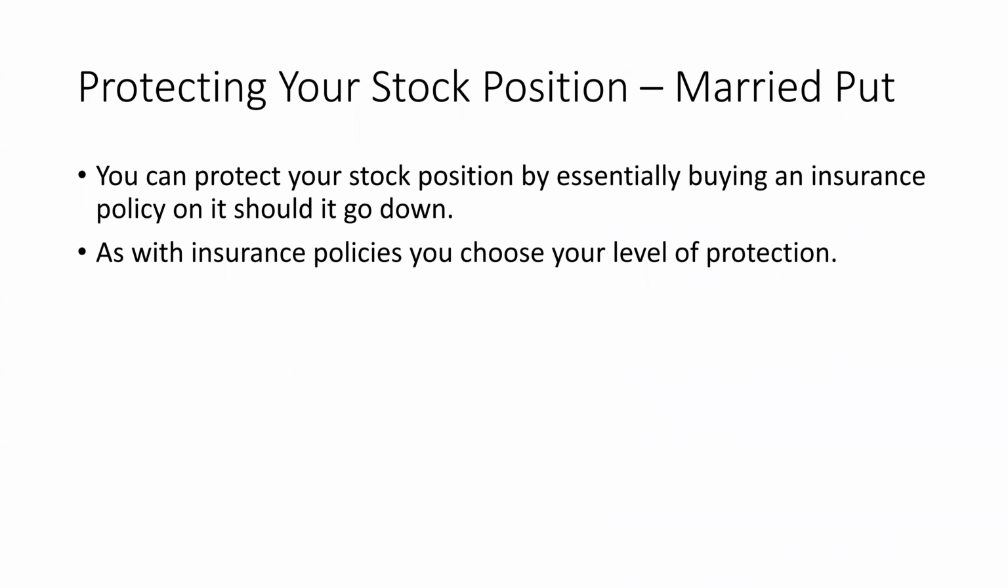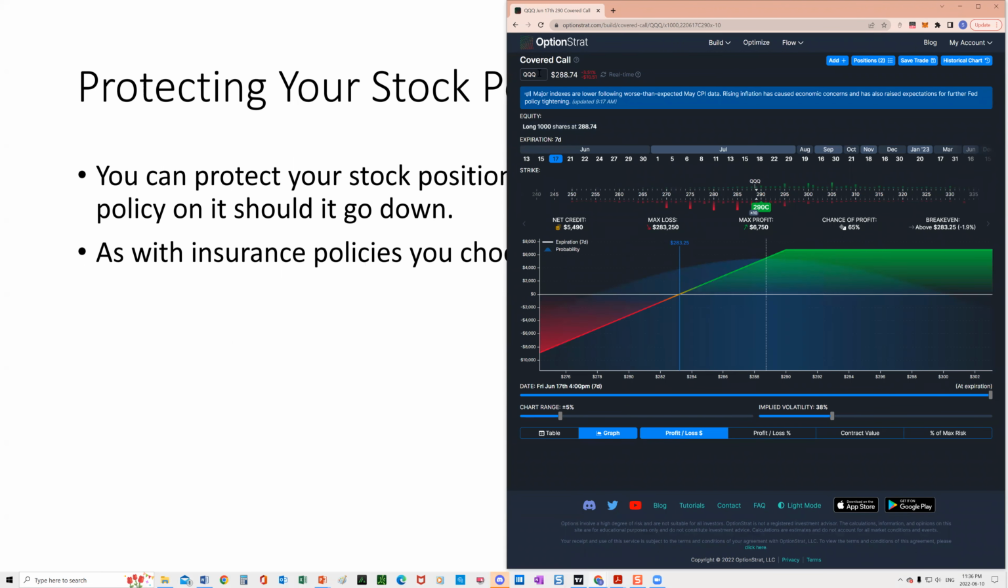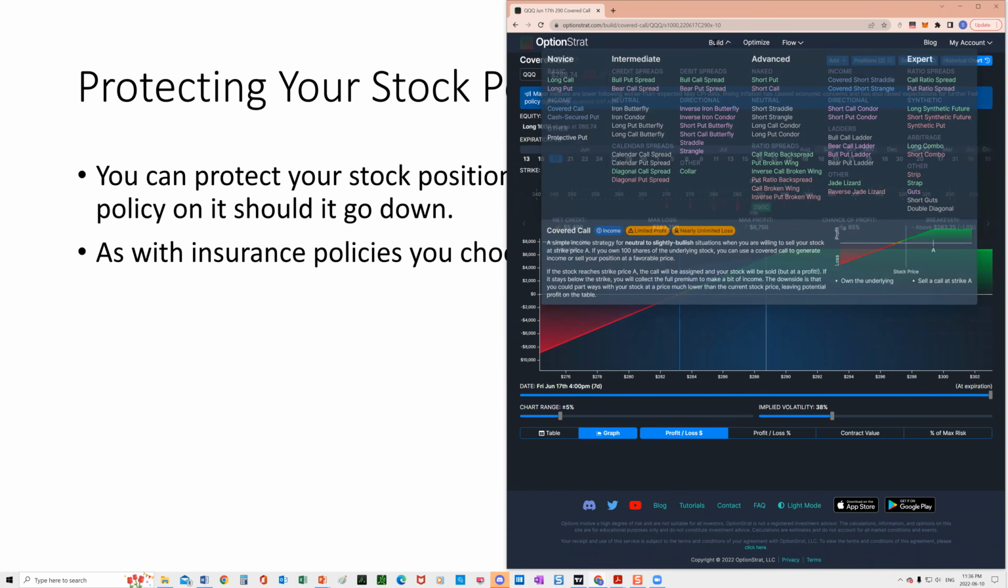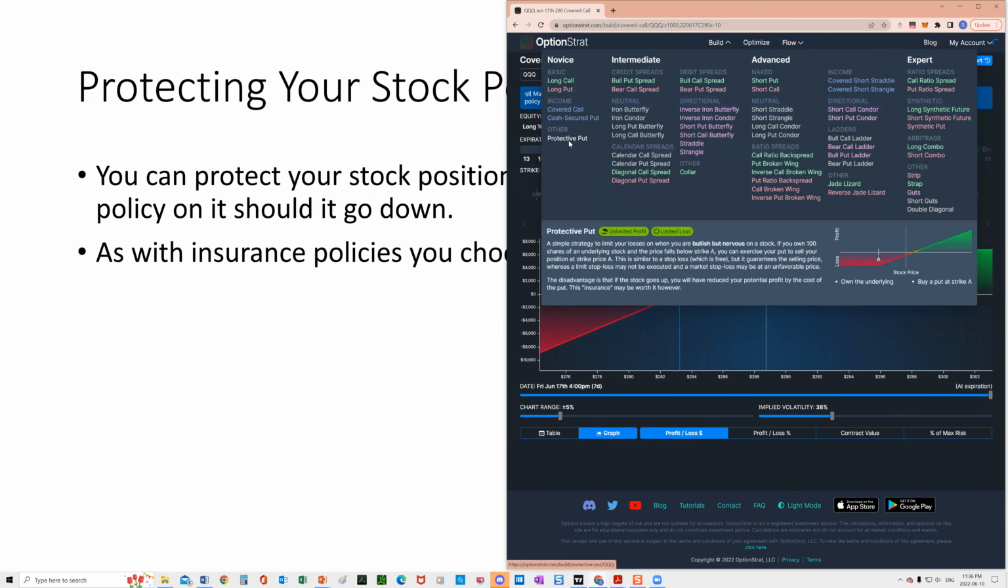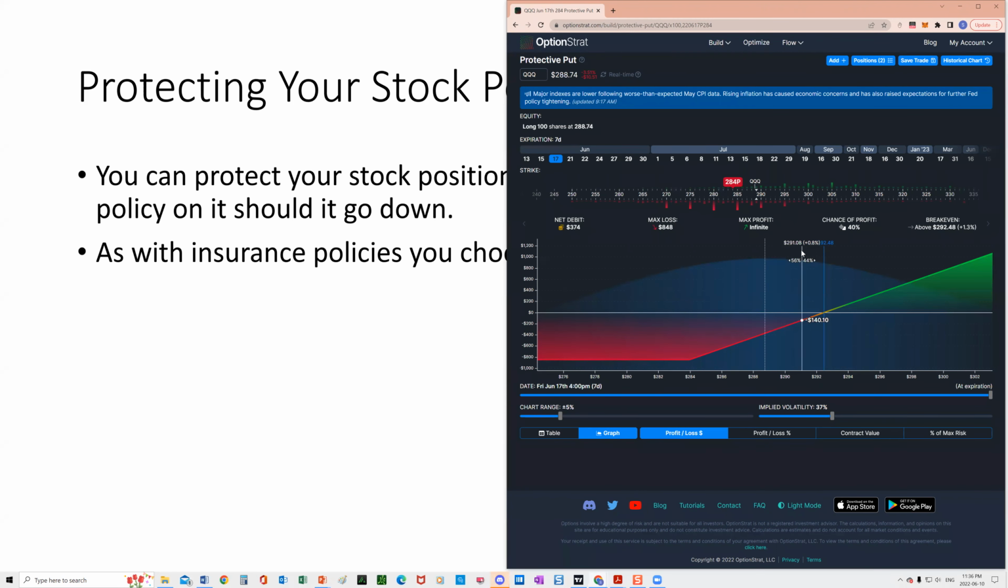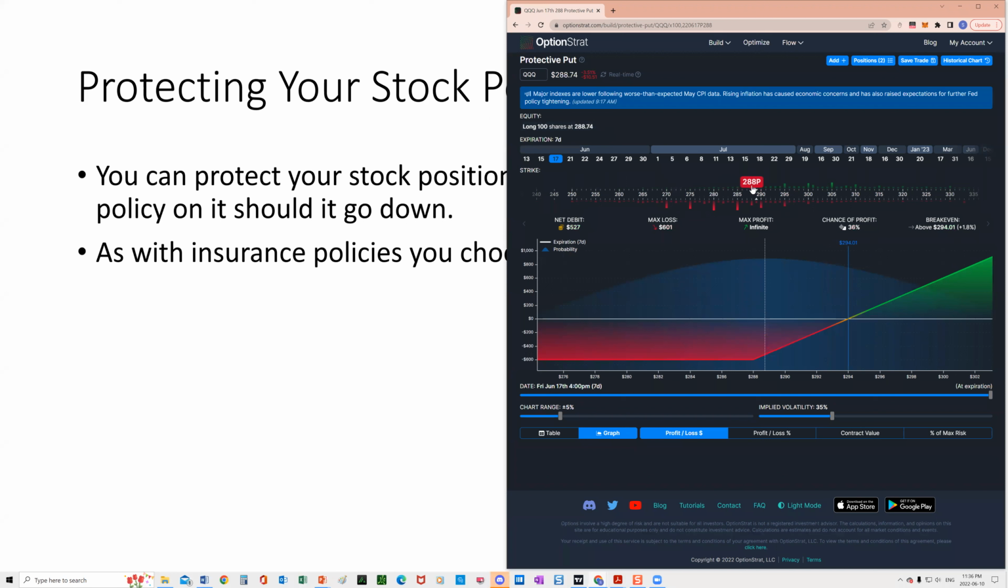You can also do what's called a married put. This is basically like buying an insurance policy on your contract. So let's say you have the Qs and you are deathly afraid that the market's going to crash. You can buy a protective put. What that means is that you are long your shares and you are buying a put to protect yourself. And so the closer you go to the money, like with insurance, you choose the level of coverage and the time you want to cover it for.